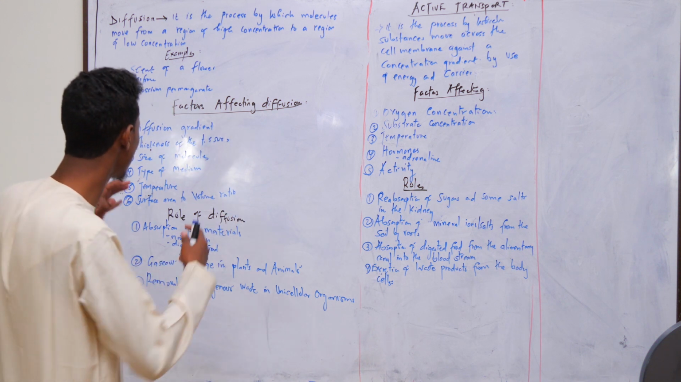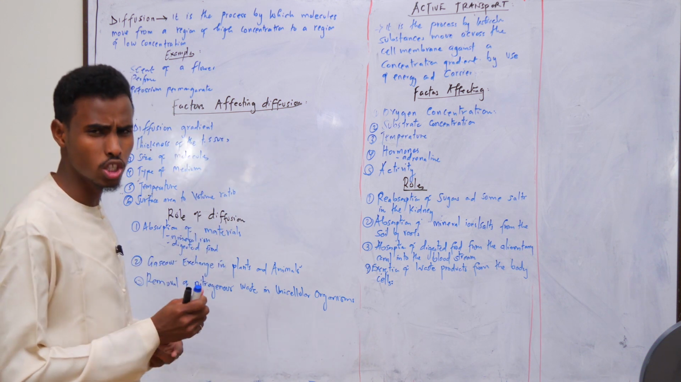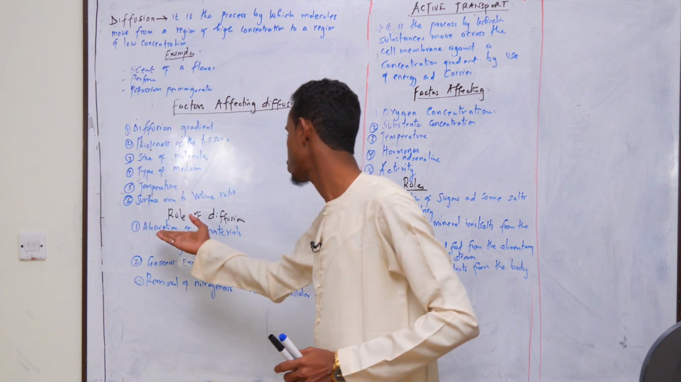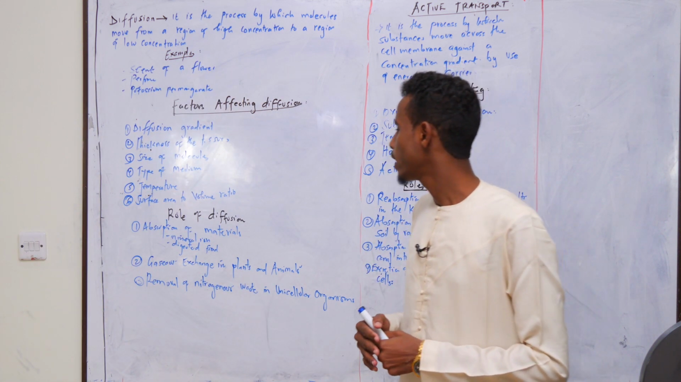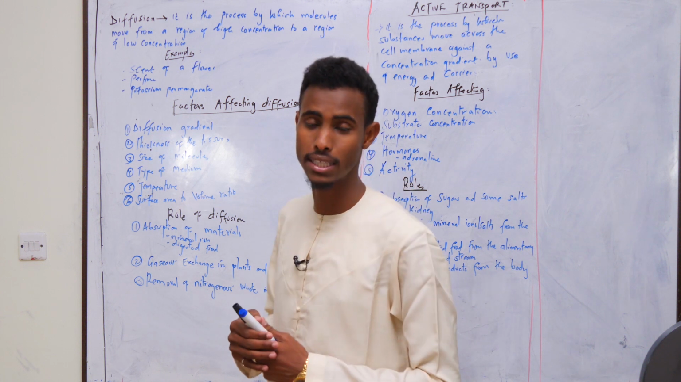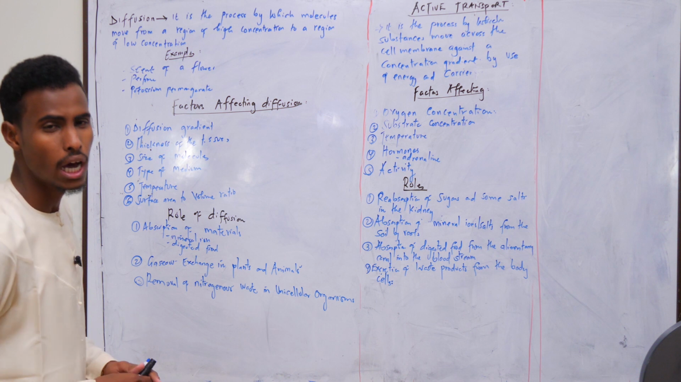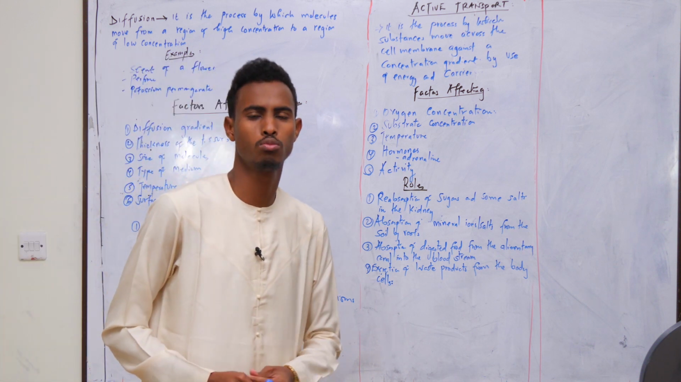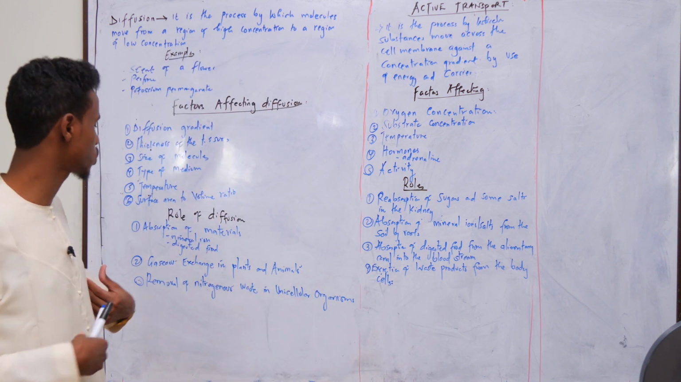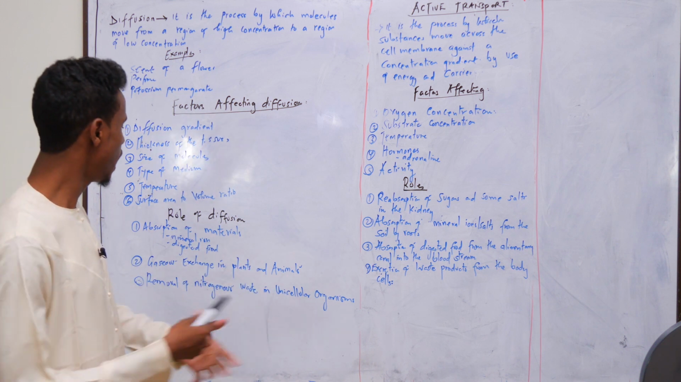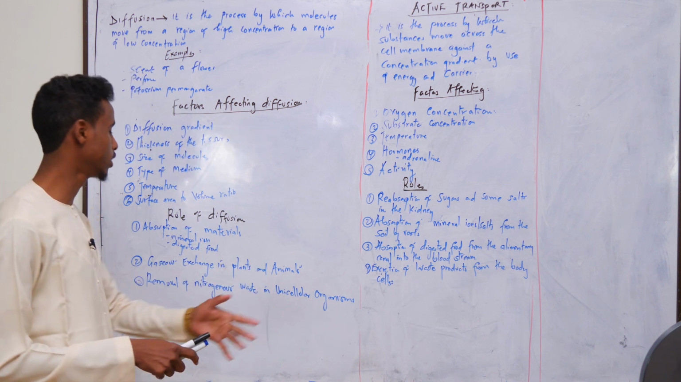Now let's look at the roles of diffusion. Role number 1 is absorption of materials. Absorption of materials takes place, as we discussed, in two ways: mineral ions as well as digested food. And we know diffusion basically involves movement of molecules from where they are highly concentrated to where they are lowly concentrated, and these particles are basically gases and liquids.